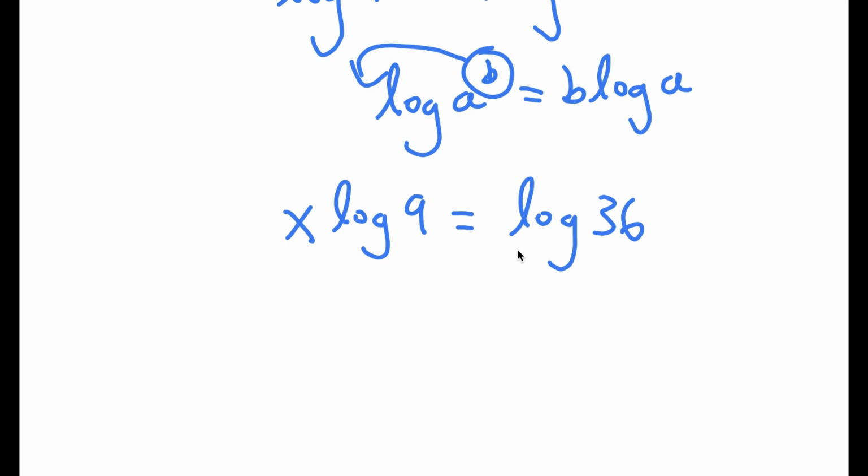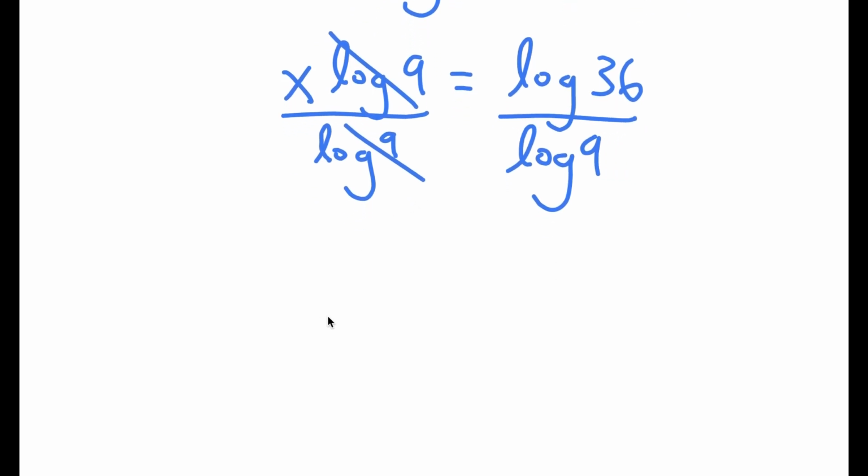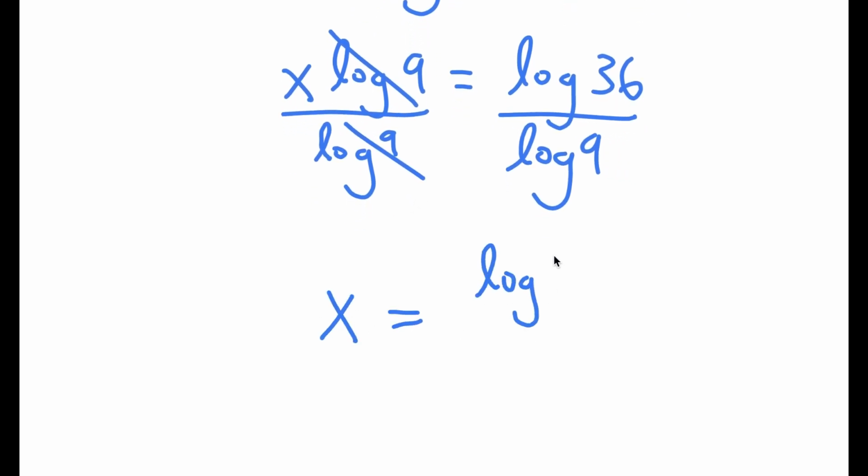So now what I'm going to do is I'm going to divide both sides by log 9 so we can isolate x. So now I have x times log 9 over log 9 is equal to log 36 over log 9. So then these two log 9s simply cancel out, and I have x is equal to log 36 over log 9.